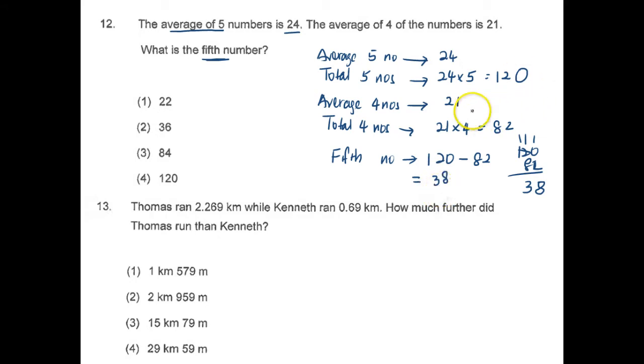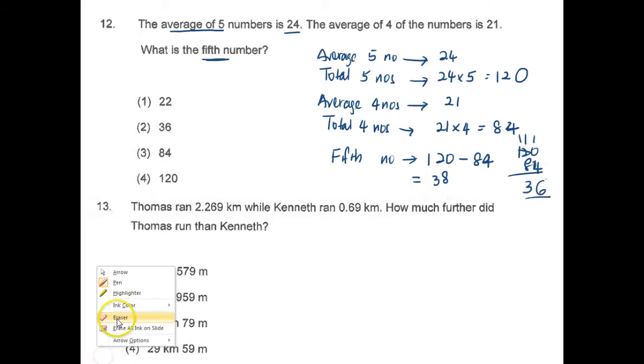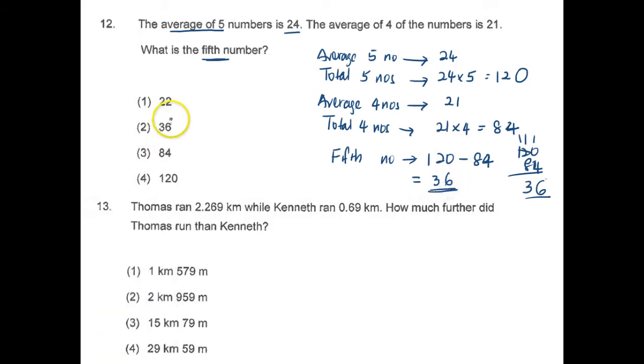Did I make a mistake? This is 84, sorry. Okay, I'm so sorry for the mistake. 21 times 4 is 84, so 120 minus 84, and the answer would be 36. Answer is 36. Option number 2.